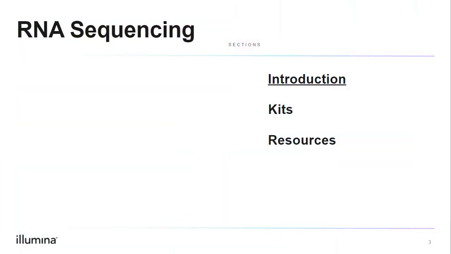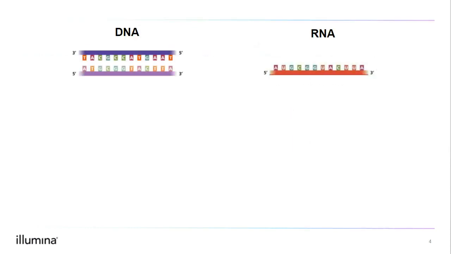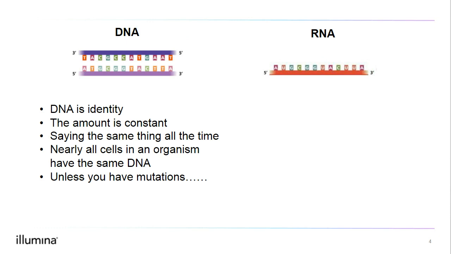Let's begin with an introduction to RNA sequencing. When we think about RNA, it's good to think about it in contrast to DNA. DNA is double-stranded, RNA is single-stranded. DNA shows identity as the amount of DNA in a cell is almost always constant and the message is consistent. It's saying the same thing all the time. Typically, all cells in an organism, for the most part, have the same DNA, unless there's some mutations, such as in cancer.